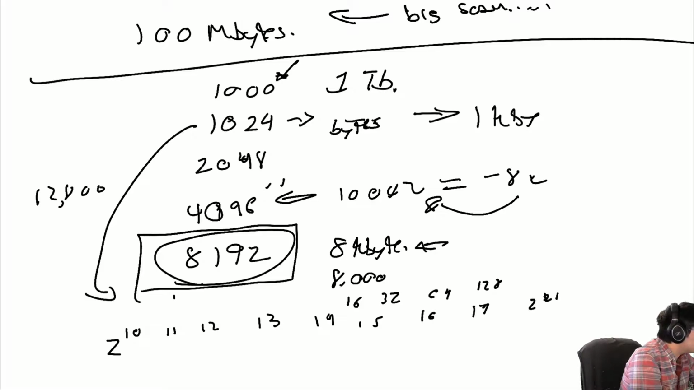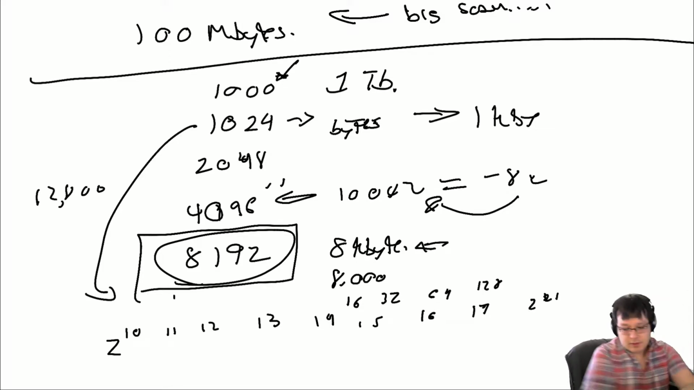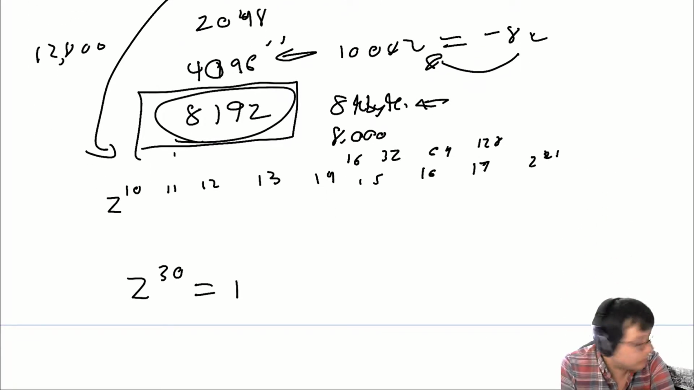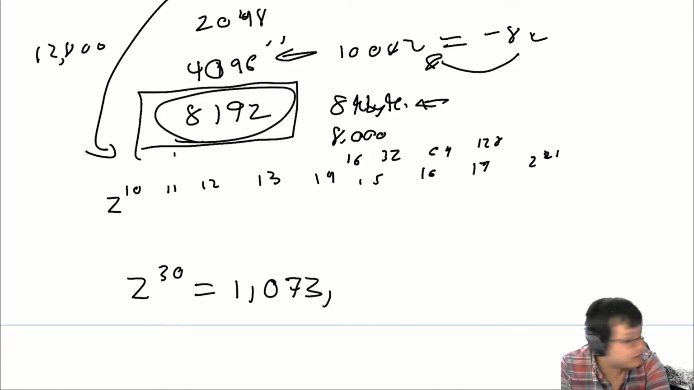2 to the power of 30. Let's see how much 2 to the 32nd is. Okay, so 2 to the 32nd would be 4 gigabytes. So 2 to the 30th, okay, there we go. Let me copy this down, and then I'll explain it. So 2 to the 30 is equal to 1,073,741,824.